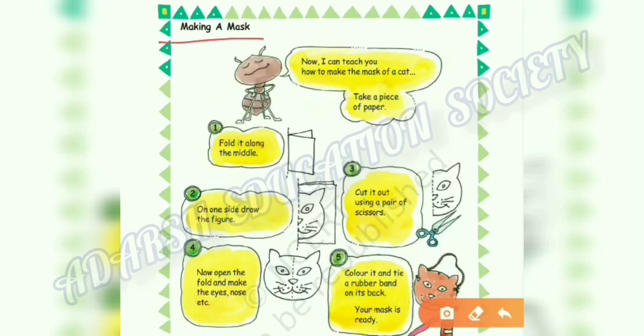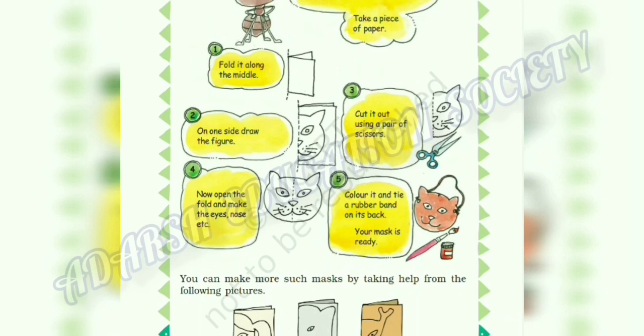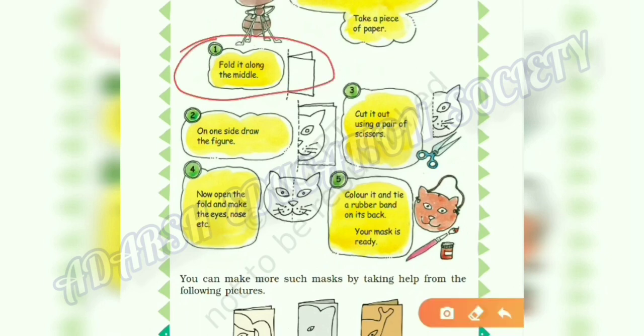Making a mask. Here they describe how to make a mask. The steps of making the mask are given below. Read and follow the instructions properly and make a mask. Here they teach us how to make a mask of a cat. Take a piece of paper. Now the steps of making the mask are given. Let's read. First one, fold it along the middle. Here you have to fold the paper in the middle.